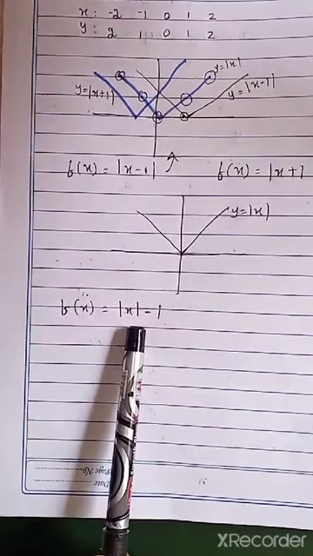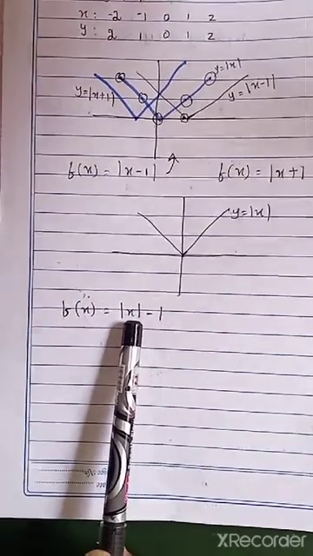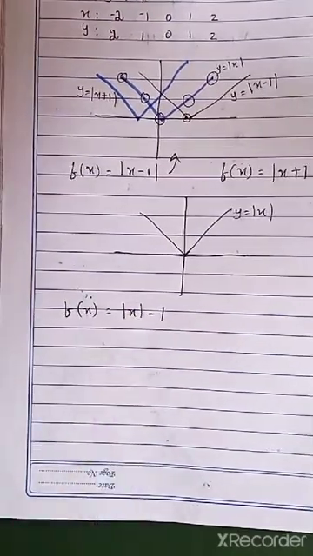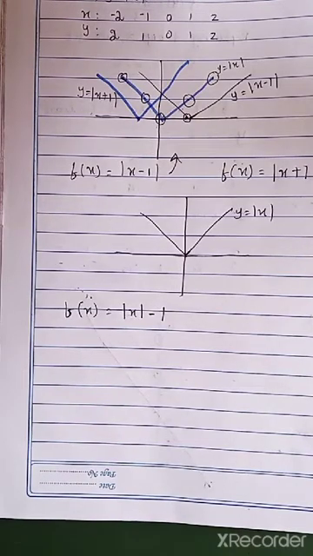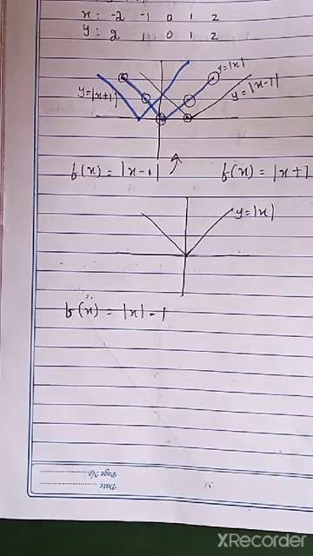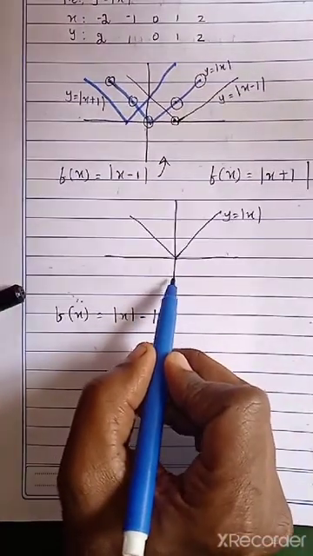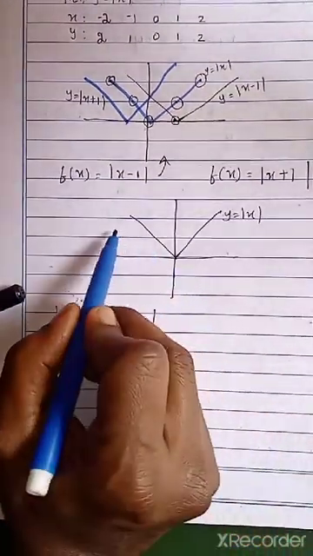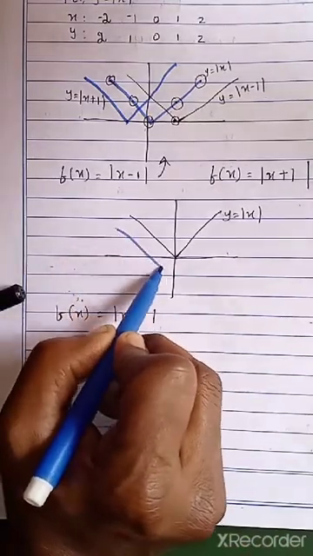So if I subtract any constant outside of the function, what do I have to do? I have to move 1 point down, that is downwards, right? So downward 1 point, the graph point will come here. So see, I have to draw like this.